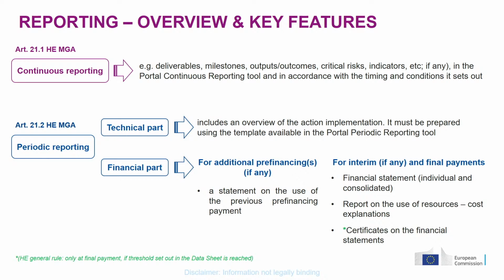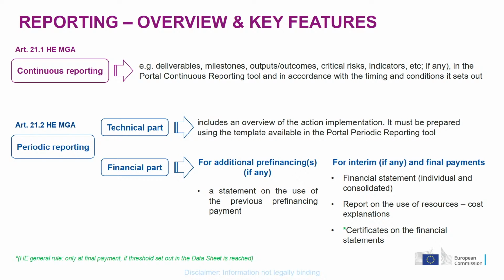Within the periodic reporting, you will also have to tell us about the financial aspects of the project. So there will be a financial part here. This financial part will look different, in terms of document and information to be provided to us as granting authority, depending on whether we are speaking about an additional pre-financing, so a request for additional pre-financing after the first one made at the beginning of the project, or an interim payment, so at interim stage for an interim periodic report, or a final payment, so at final stage.